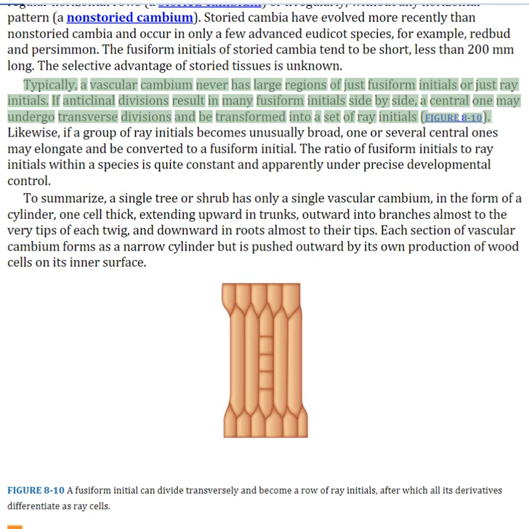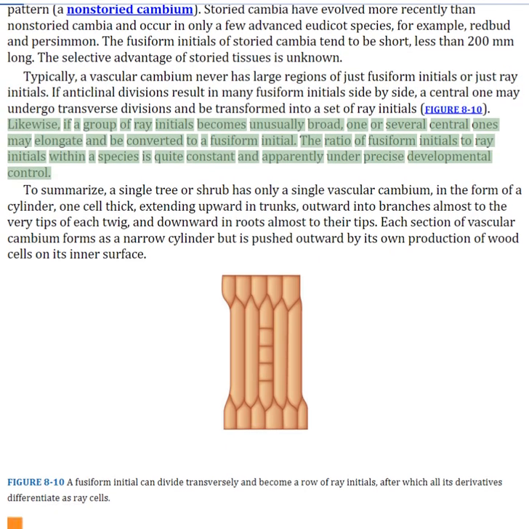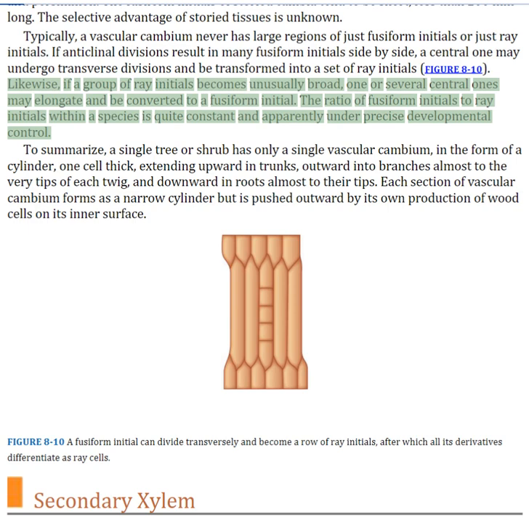Typically, a vascular cambium never has large regions of just fusiform initials or just ray initials. If anticlinal divisions result in many fusiform initials side by side, a central one may undergo transverse divisions and be transformed into a set of ray initials. Likewise, if a group of ray initials becomes unusually broad, one or several central ones may elongate and be converted to a fusiform initial. The ratio of fusiform initials to ray initials within a species is quite constant and apparently under precise developmental control.